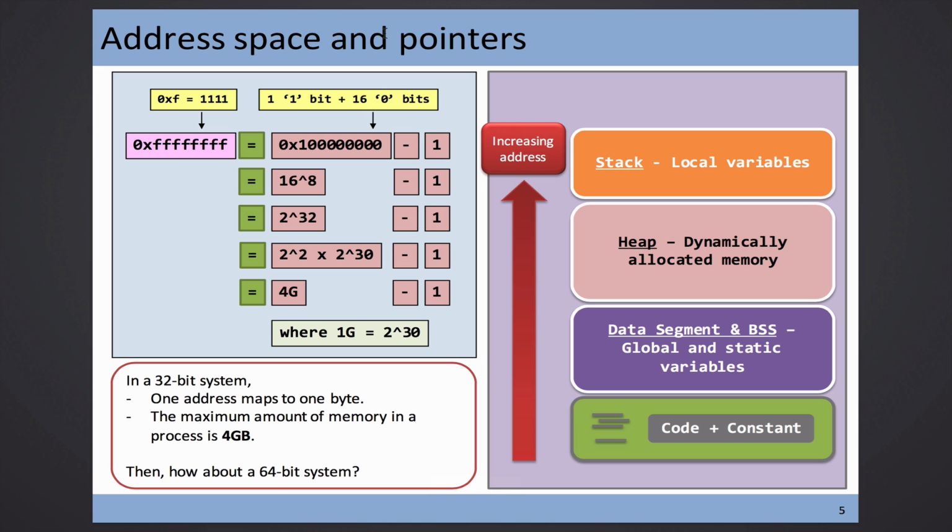Only 4 GB. Okay? You can ask those people with supercomputers. They never use a 32-bit CPU. They use 64 bits, because their computation involves more memory than 4 GB.